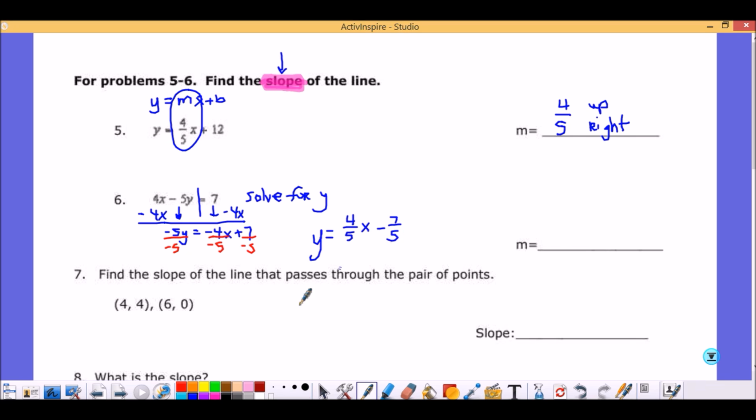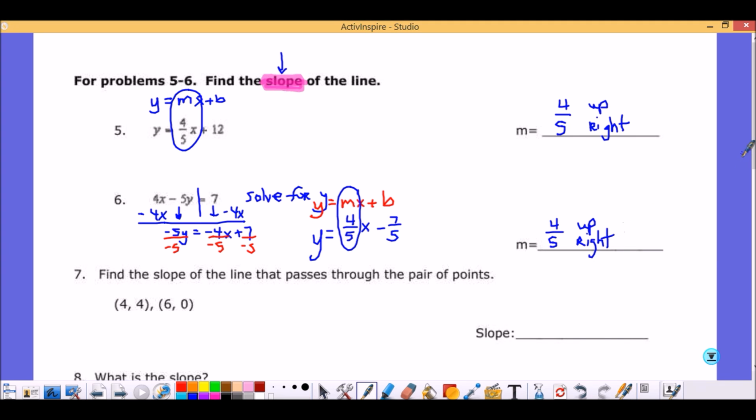Okay, so now I'm ready to compare it with my slope equation. Y equals mx plus b. So which one belongs to the m? That's right, so I have 4/5. So my slope is 4/5. So that means I would go up 4 and to the right 5.